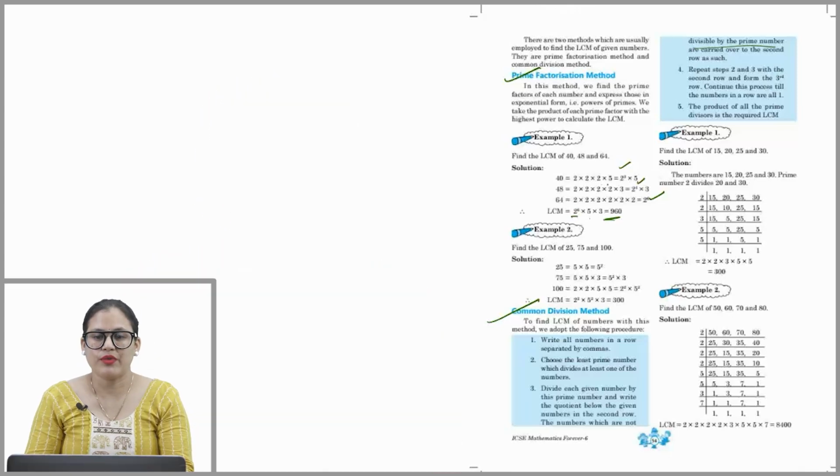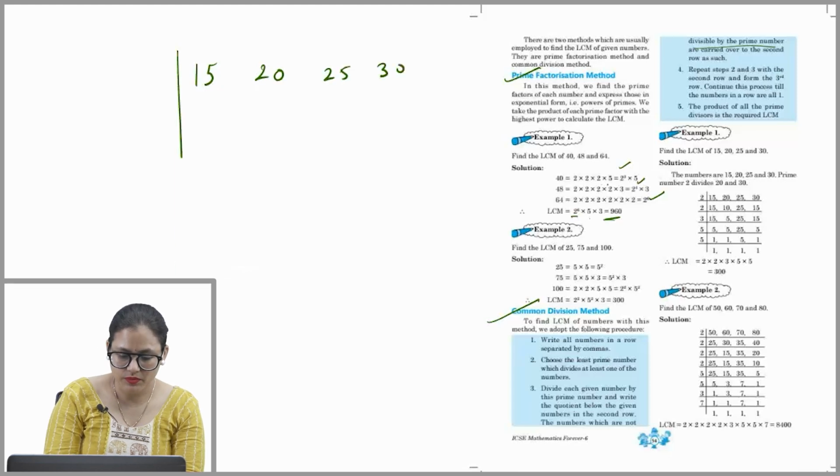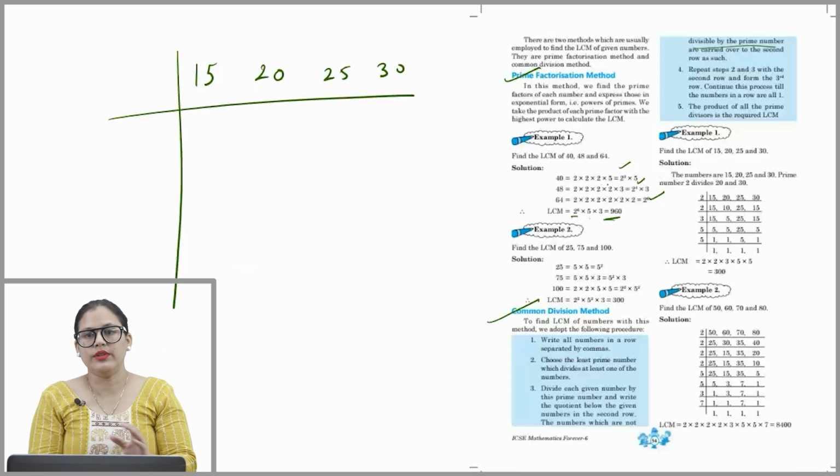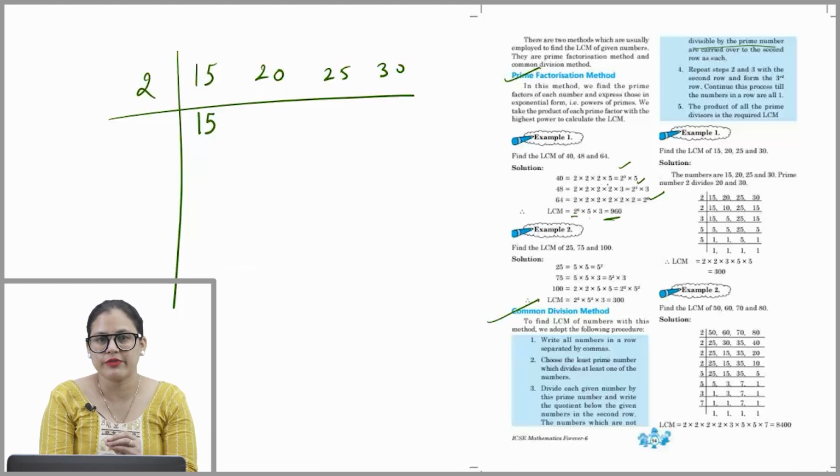For example, we have to find the LCM of 15, 20, 25 and 30. So first we will divide by 2. 15 cannot be completely divided by 2, so we will write 15 as it is.